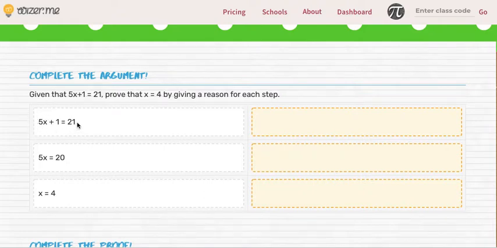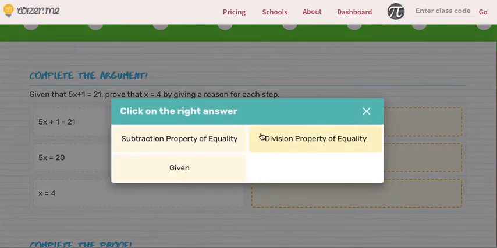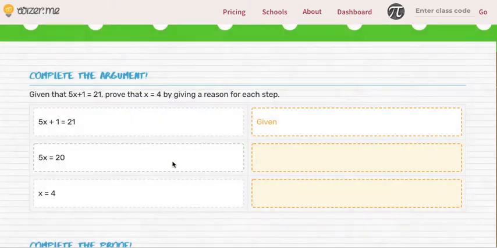So at the top of the column, you should always put down the given. It's given to you that 5x plus 1 equals 21. So the first statement that you put down is going to be the given. And the reason you put that down is because it's a given. So if you click on the yellow, you can see these are the three options. And the first one was a given, so you click on given.